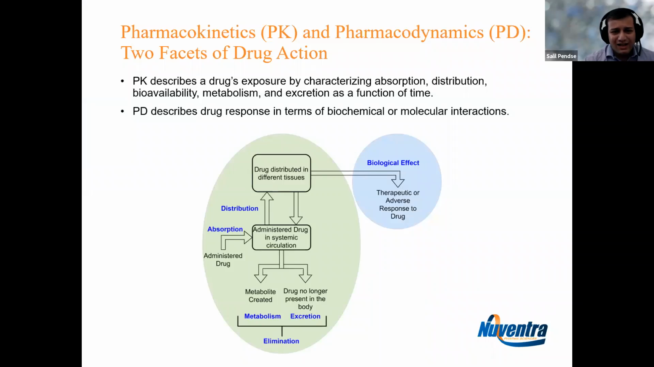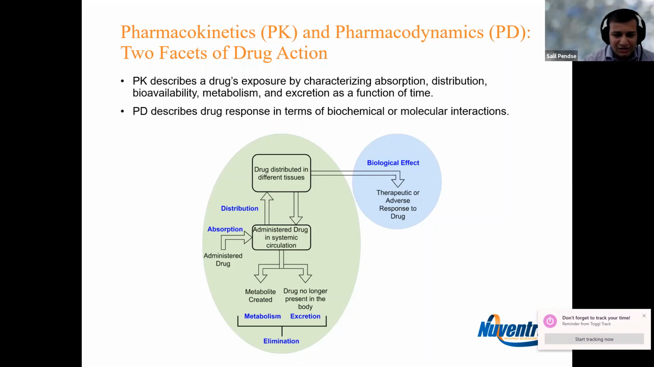To just get started with this, I know this is something that all of you know, but I'd like to start off with some basic understanding of the terms. PK and PD are the two important facets of drug action that we study here. PK deals with drug exposure by characterizing its absorption, distribution, bioavailability, metabolism, and excretion as the drug enters the body and leaves it over a period of time. Whereas PD, the pharmacodynamics component, mainly deals with the response that the drug actually elicits in the body, either through biochemical or molecular interactions or any of these different mechanisms that happen. So you can see largely the PK part of it is described by different processes that happen in the green circle below, and then the blue circle highlights the biological effect of the drug you're taking in.